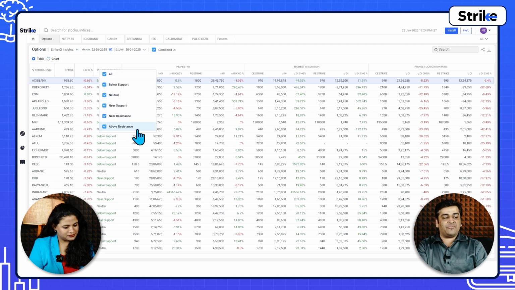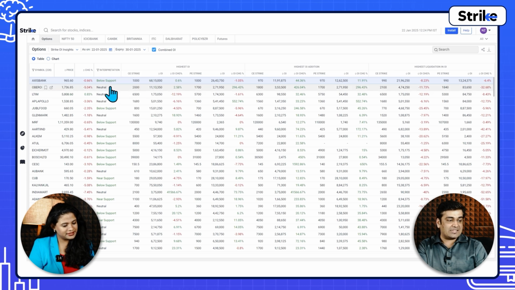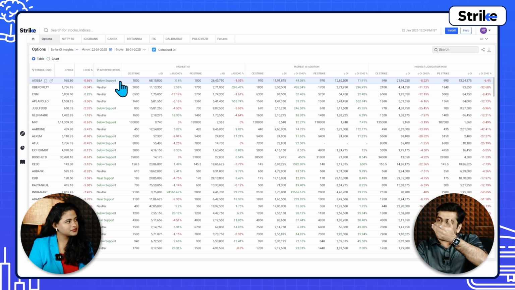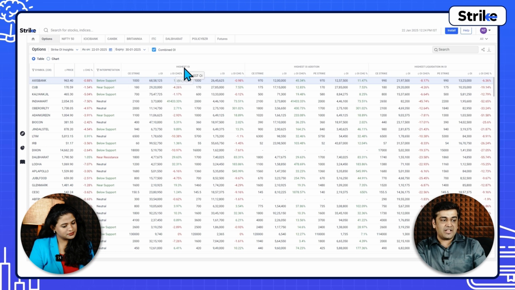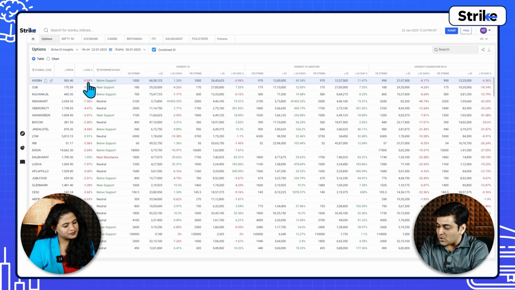So there are 5 types of interpretation. One is if the stock is below support. If the prices have gone below support, meaning a particular strike where lots of OI was there, prices have gone below that strike price. So over here, Axis Bank has gone below support, meaning this 1,000 strike price, the call CE strike price where the highest OI was. All right. So prices have gone below this and it is trading at 963 now. It's down almost 1% today.